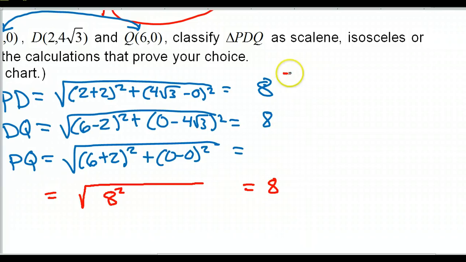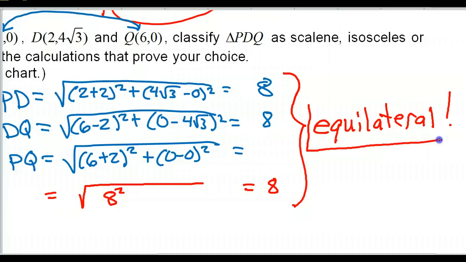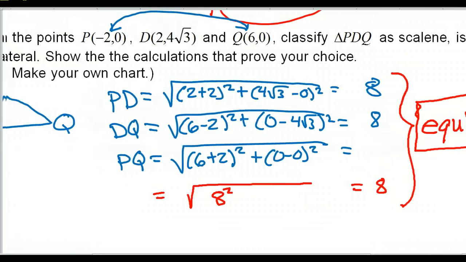8, 8, and 8. So guess what? All three sides are the same. We call that equilateral. Yay! Okay, so that's going to be the final answer to the question. And that, my friends, is how you do that.